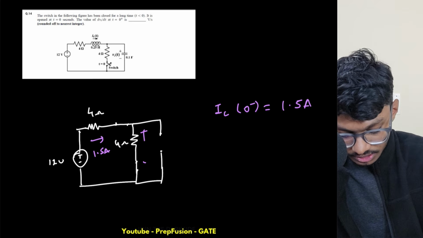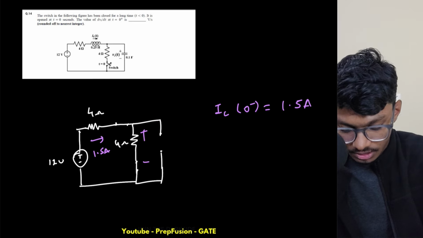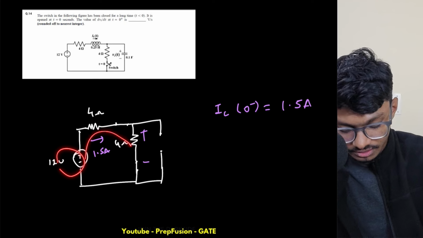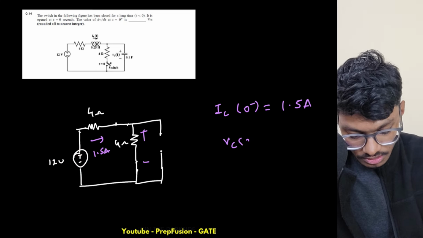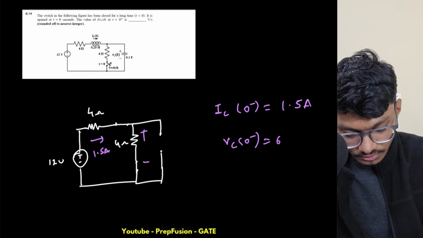Now what is the voltage across this? The voltage across this will also be fixed. The voltage will be simple, the voltage division. 4 and 4 are same, so this will be simply 6 volts. So Vc of 0 minus will be 6 volts.